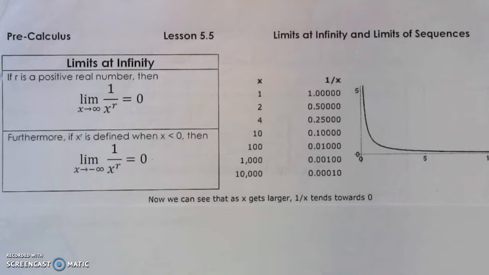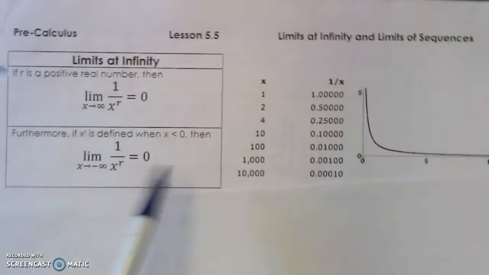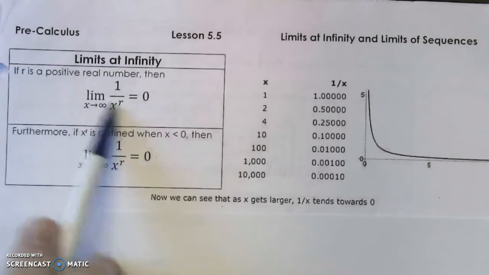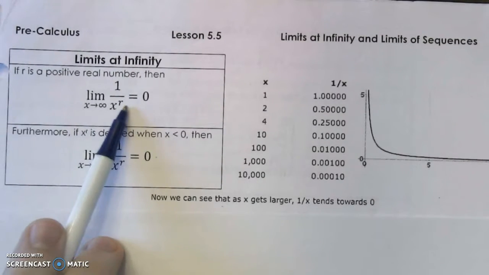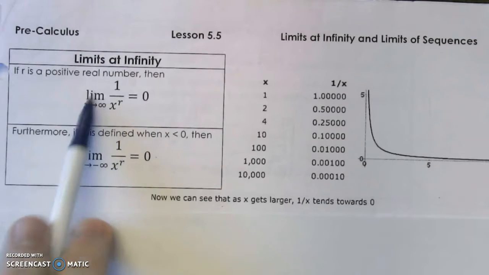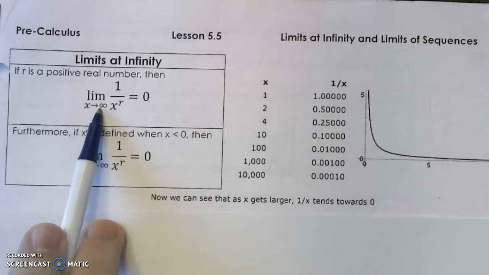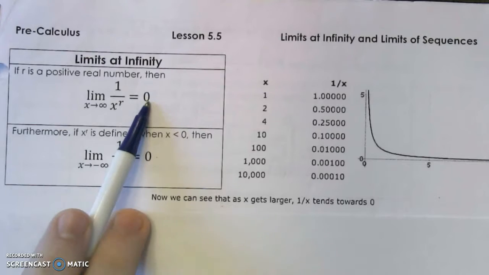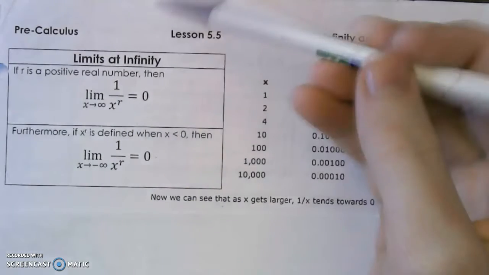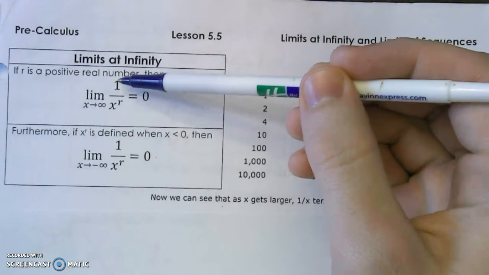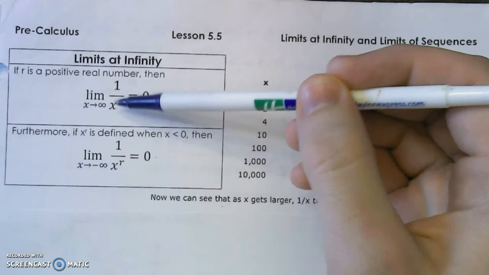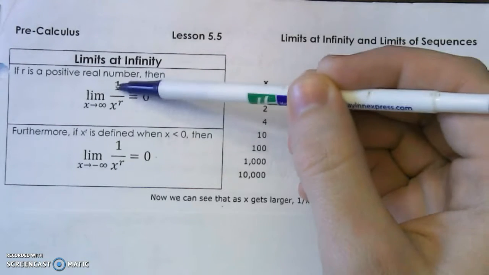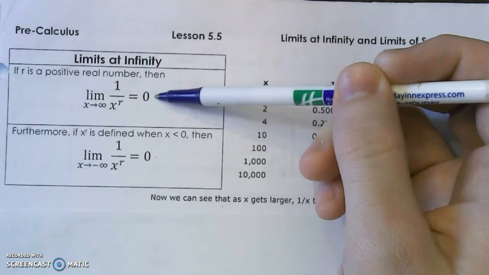In lesson 5.5, we're talking about limits at infinity and limits of sequences. Our two big theorems for limits at infinity: if we've got the variable in the denominator, so 1 over x, and it doesn't matter what the exponent is, if we are taking x to infinity, then the answer will be 0. So if we take any number divided by infinity, the number is going to be so small that it's basically 0, so it's headed to 0.